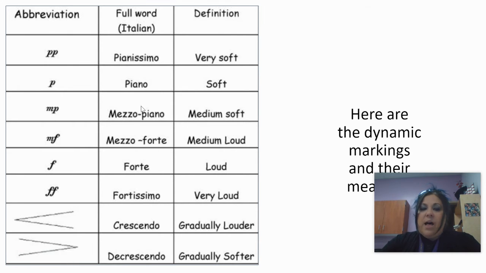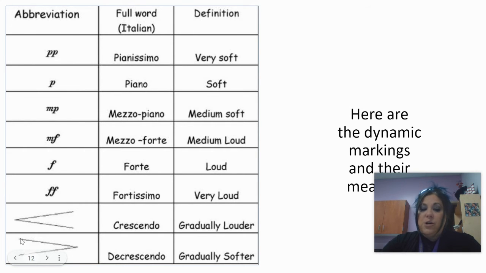But you can see the Italian word. You can also see the definition. Sometimes you'll see a symbol that looks like this. Crescendo, that means we're gradually getting louder. So we start soft and then we're gradually getting louder.